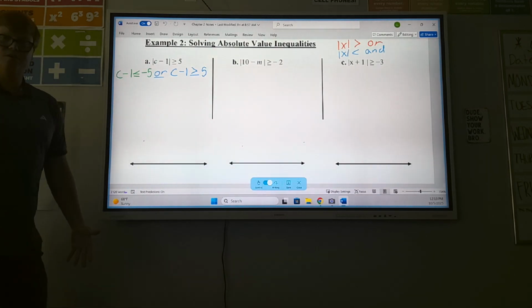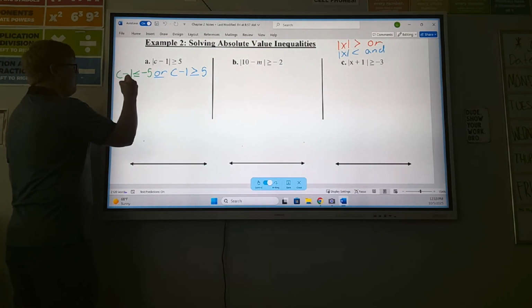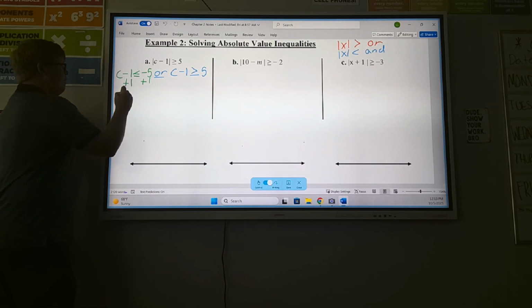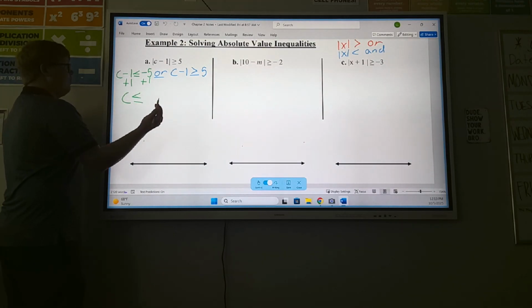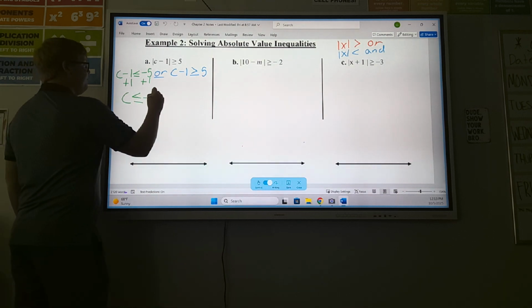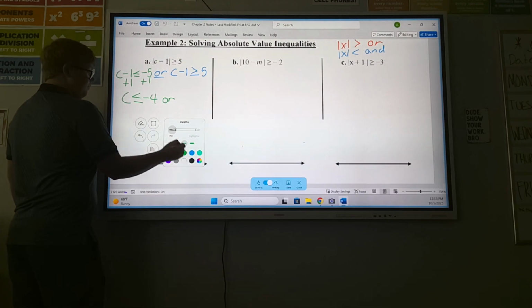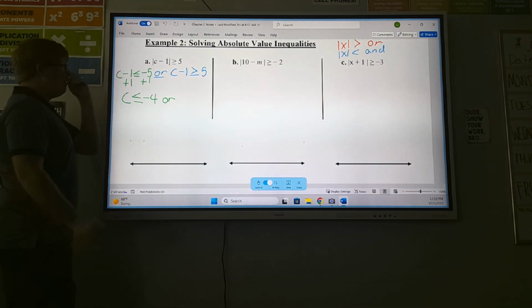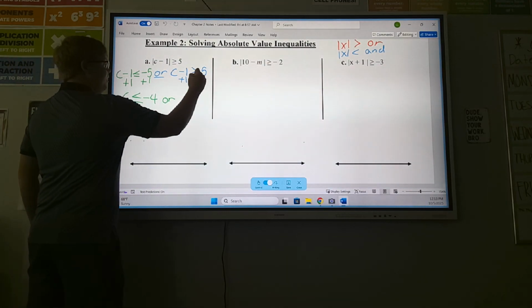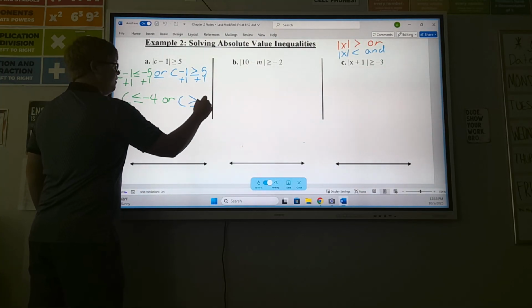Okay, now we solve both equations separately. Over here, to get our C by itself, we have to add our 1. Because C is less than or equal to negative 5 plus 1. It's negative 4. Keep our OR in there. Do the same exact thing over here. We add our 1. We have C is greater than or equal to 6.